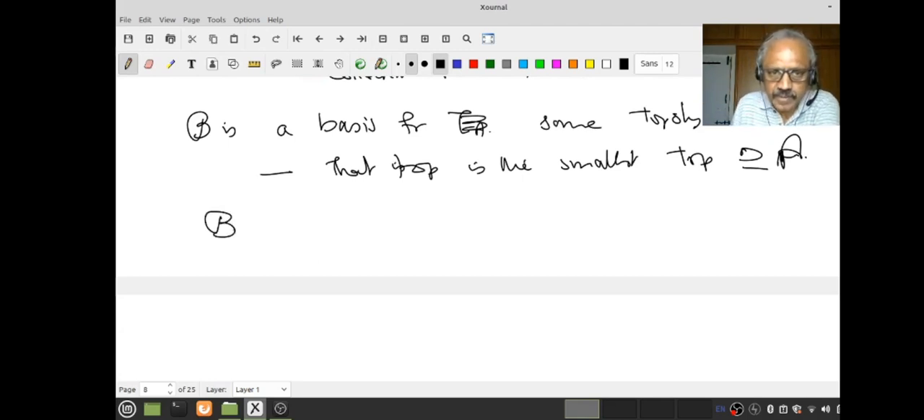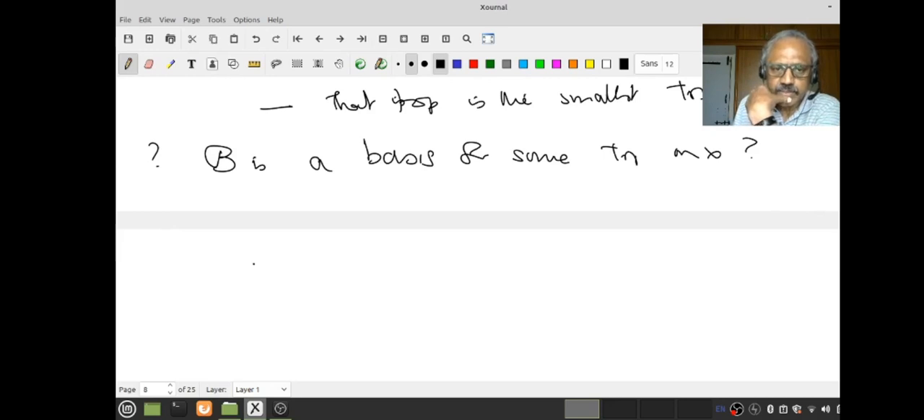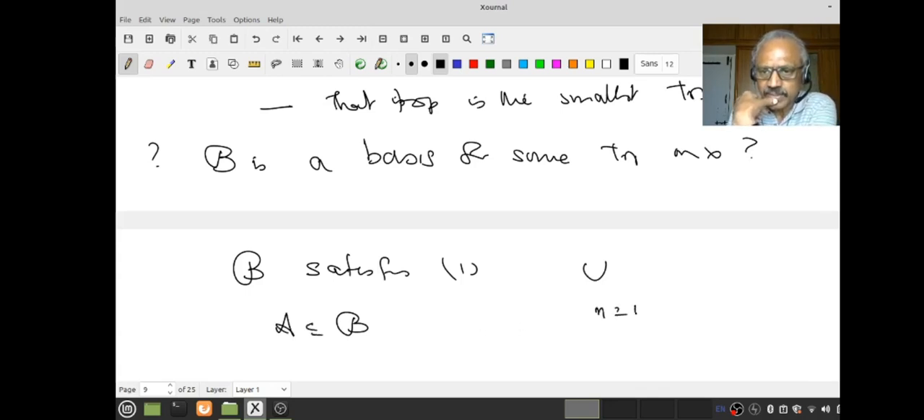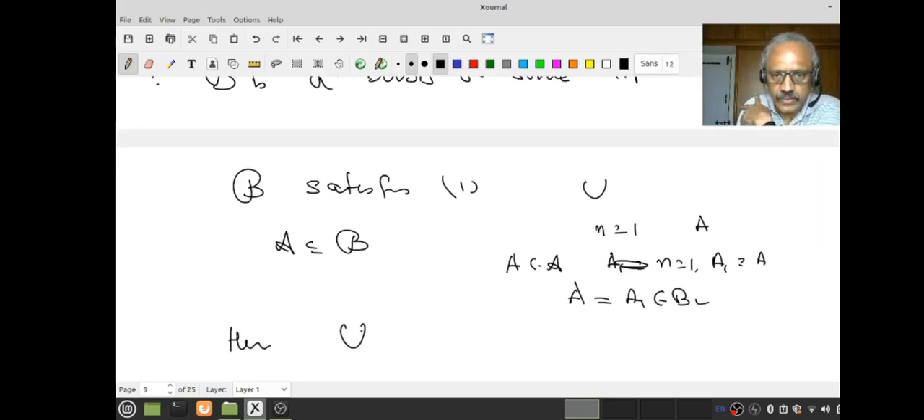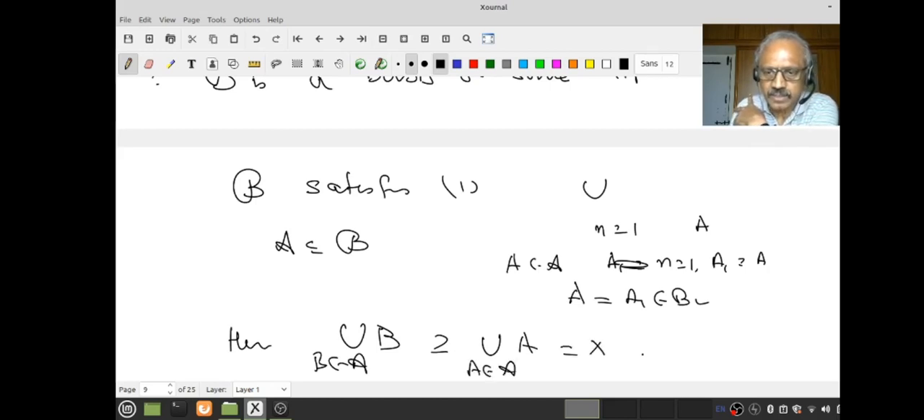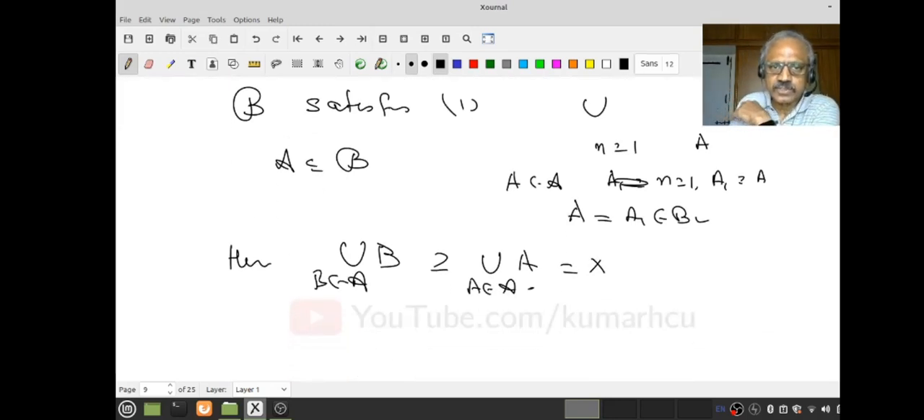Let me just check why script B is a basis for some topology. We want to understand this. The first thing is, script B satisfies one, because of the union of script B. Notice that script B contains script A. Why? Because when I take n equal to 1, then a1 intersection a2 intersection an is just A. Given any A in script A, take n equal to 1 and a1 equal to A, then A has to be in script B. You follow that? And hence union of B in script B contains union of A in script A, but that's already X. Do you remember our condition on script A? Therefore, it satisfies one. Do all of you agree with that?